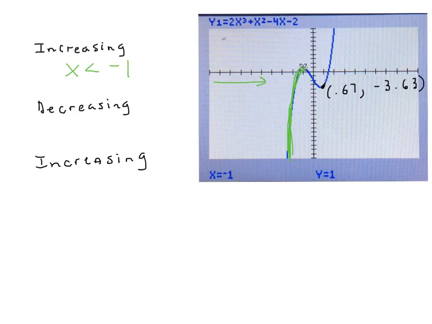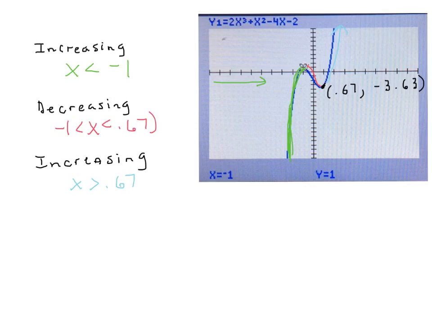Now, as we continue to go from this relative max to the next relative min, we are now decreasing. So the function is decreasing when x is greater than negative 1 and less than 0.67. Now after we leave 0.67 and we head up the hill, we are increasing again, so we have an interval of increasing when x is greater than 0.67.